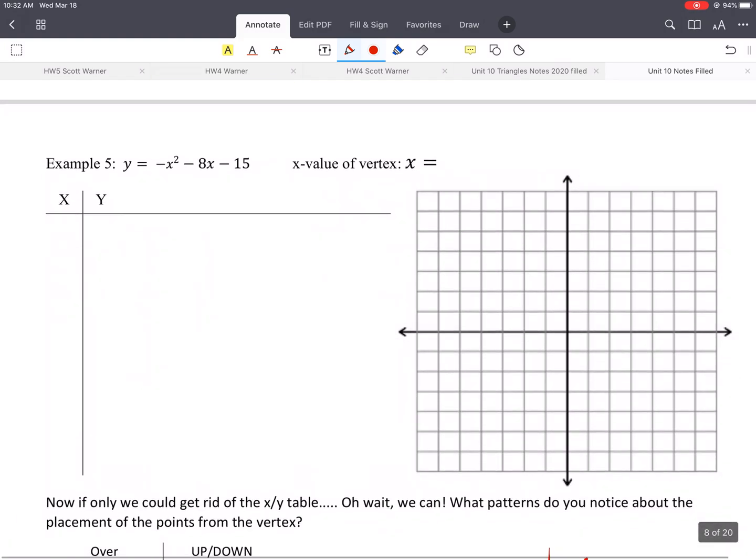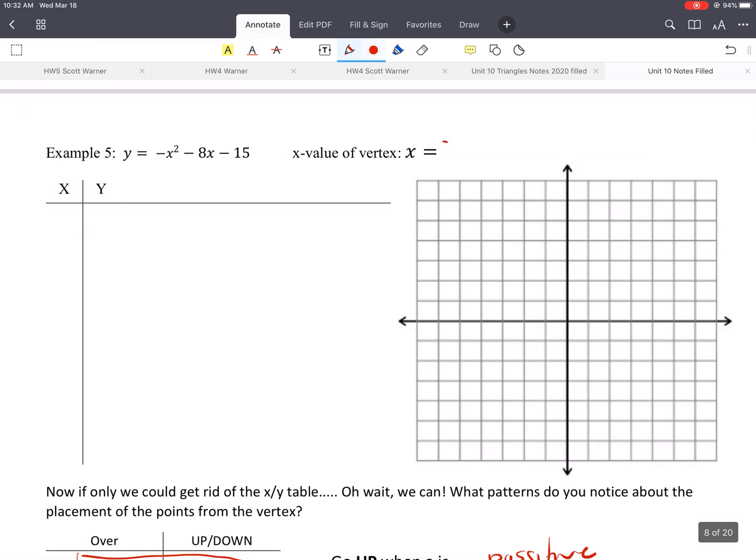All right, here's another example. So negative b over 2a. I would just write that down every time. It will help you memorize it much faster. So negative b, well, b is negative 8, over 2 times a. Well, a is negative 1. So here a is negative 1. Okay, and that will end up giving us 8 over negative 2, which is negative 4. Okay, so we have negative 4 is our x of our vertex, and then we'll plug that in.